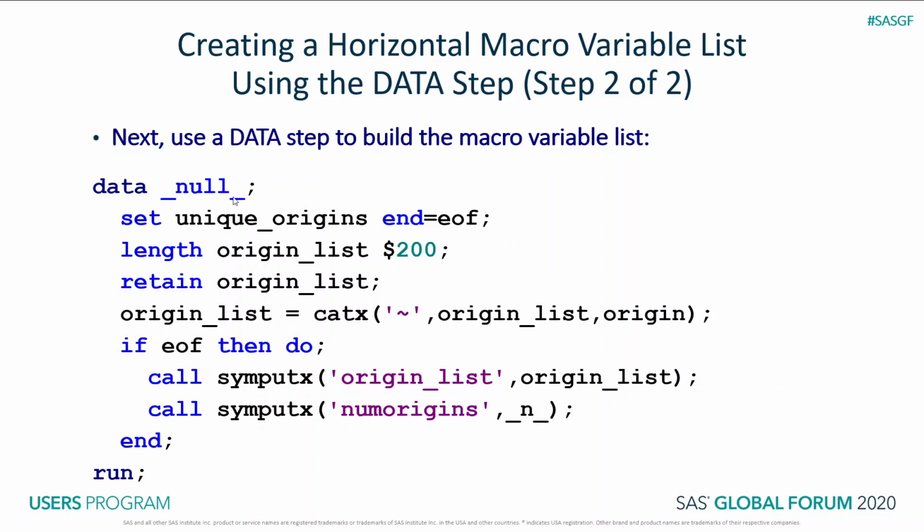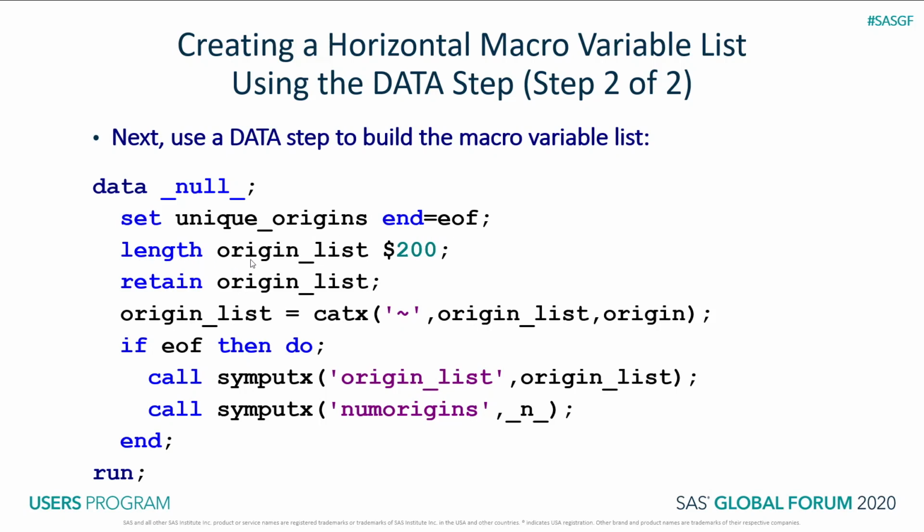So we start with data _null_ because we're not really interested in creating an output data set here. We have a set statement, unique origins, that's the data set that we just created in PROC SORT, end equals EOF. EOF is just a variable name that I made up, but the end equals option on the set statement will set this variable EOF to true only once the last record has been read from unique origins. It'll be false until that point in time. We'll need that in a little bit.